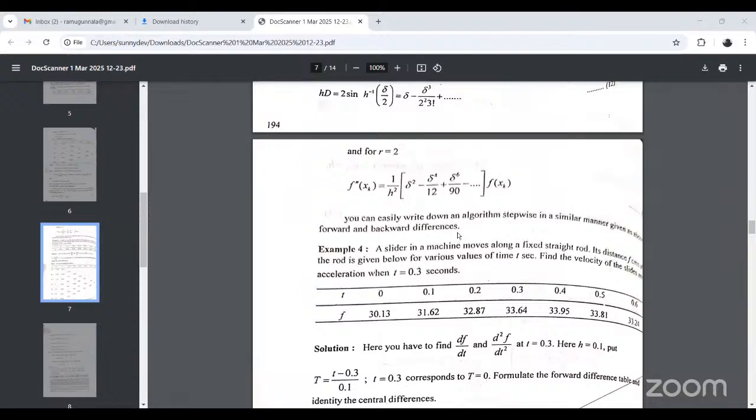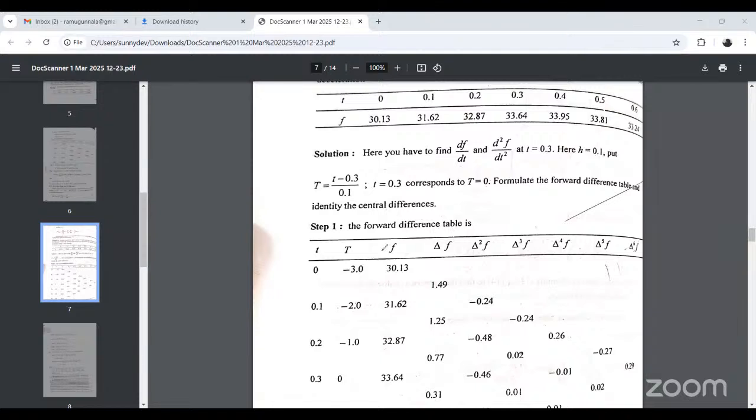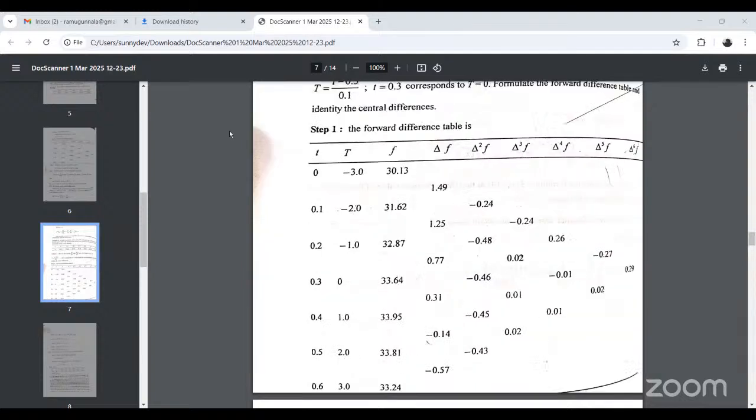So this is a central difference formula. Okay, see this example problem 4. We need to find dy by dx, df by dt, and d square f by dx square at 0.3. Okay, see here, the important concept I will tell.